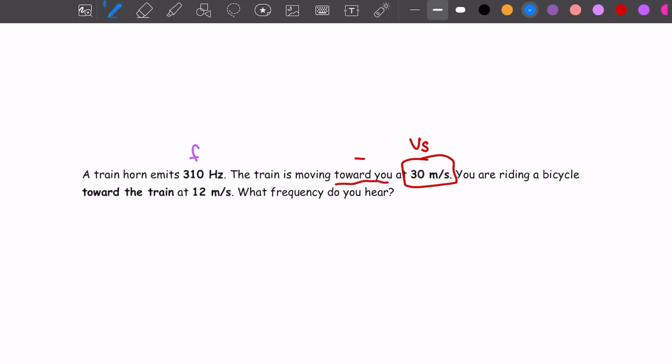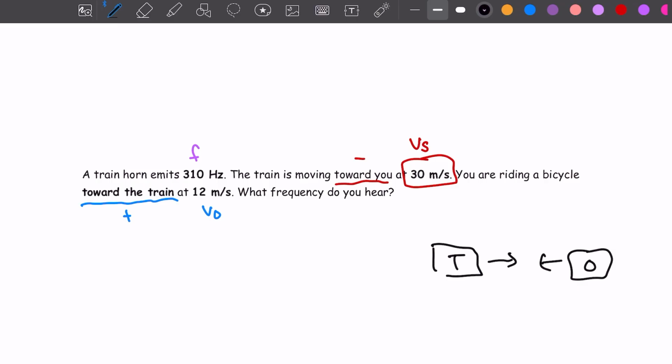You're riding a bicycle toward the train at 12 meters per second. So here we're being told that we're going towards the train. The observer is going towards the source, so that's plus in the numerator. And here's our VO. What frequency do you hear? So the net effect here is, if this was the train and this was the observer, the train is going this way and the observer is going this way. The distance between us is shrinking. So we know that the observed frequency is going to be higher than the actual frequency. The observed frequency is going to be higher than 310 Hz.